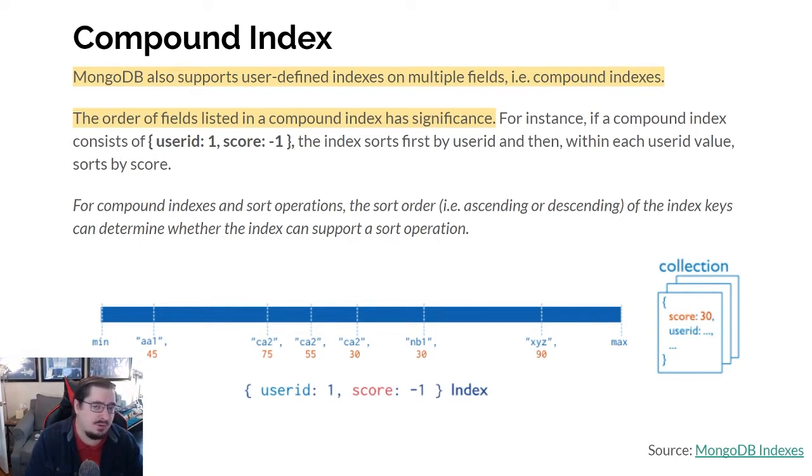So compound indexes are more used, I would say, for enforcing unique constraints and less used for performance, because there are a lot fewer cases where a compound index actually speeds things up compared to a single field index.